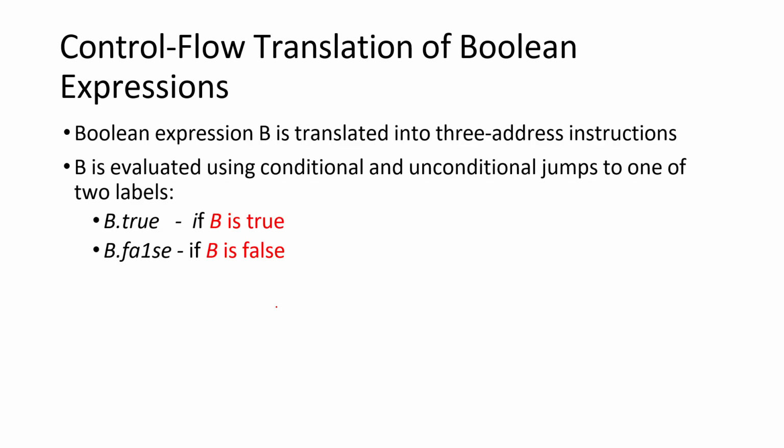Now we will discuss the control flow translation for boolean expressions. Previously we discussed the flow of control statements; now we will discuss boolean expressions. A boolean expression B is translated into three address instructions. B is evaluated using conditional and unconditional jumps to one of two labels: B.true if B is true, and B.false if B is false. So whenever we evaluate a boolean expression, we have two labels. If B is true, it will go to B.true. If B is false, it will go to the label B.false.